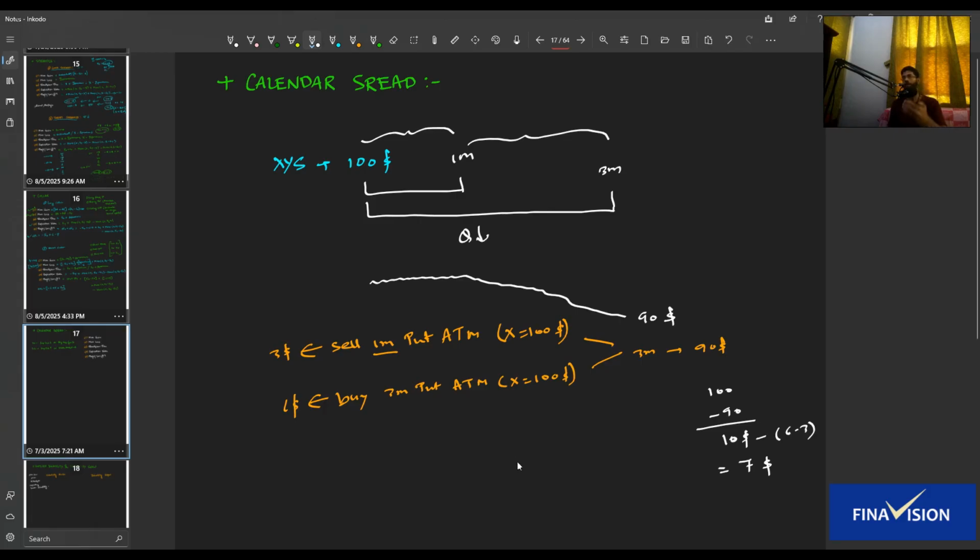Long calendar spread buys the long term. That means the short calendar spread does the opposite. Short calendar spread sells the long term. So let me take an example of a short calendar spread. Then we'll write the theory part. Just take an example first.